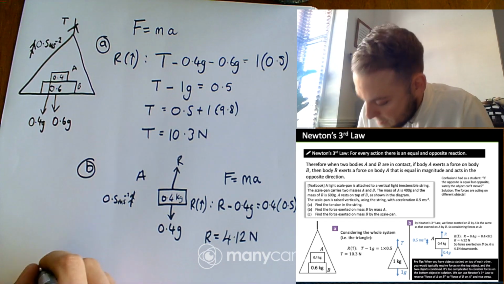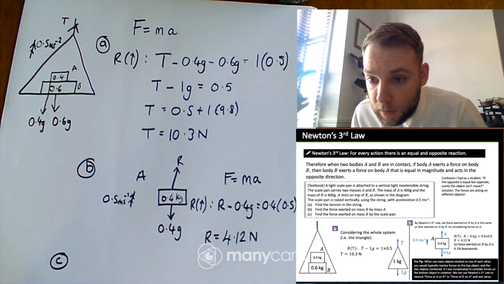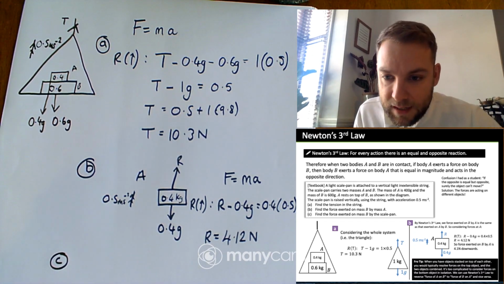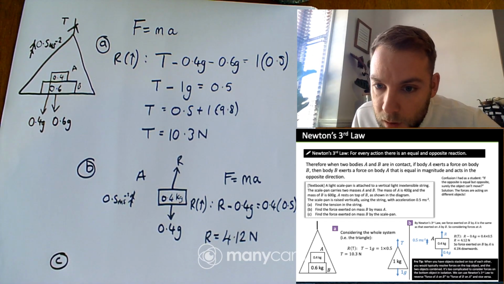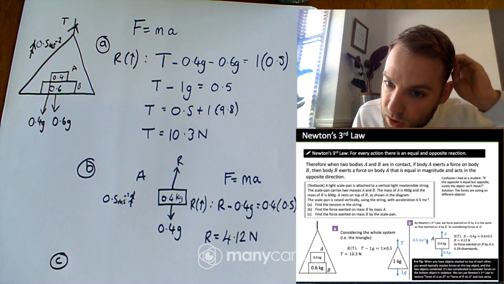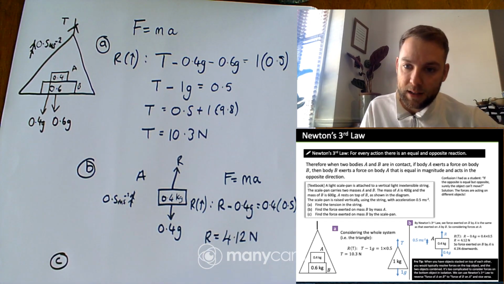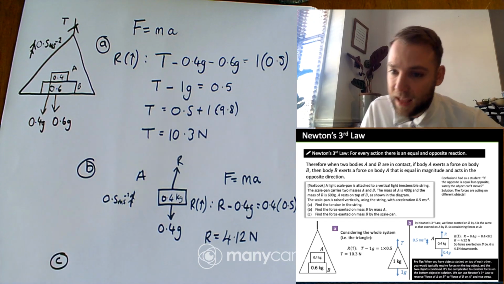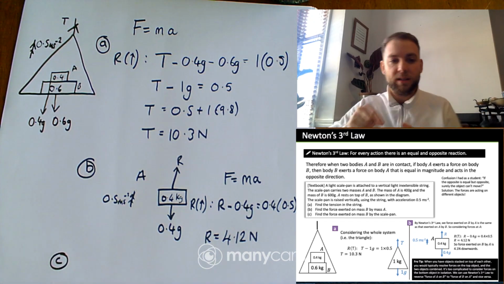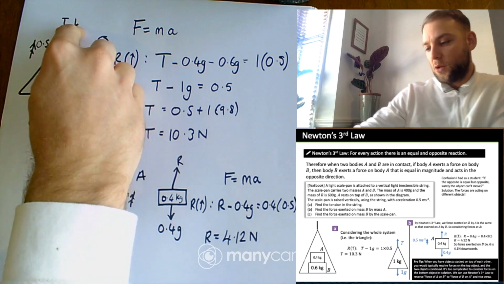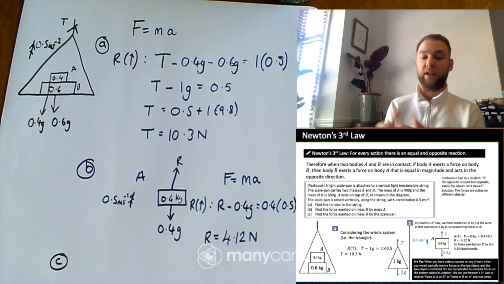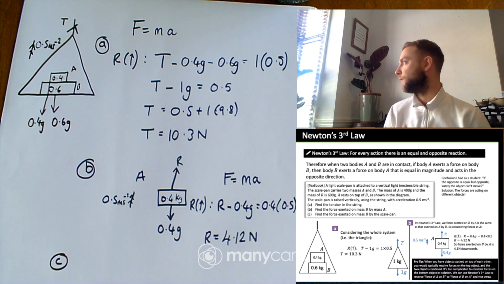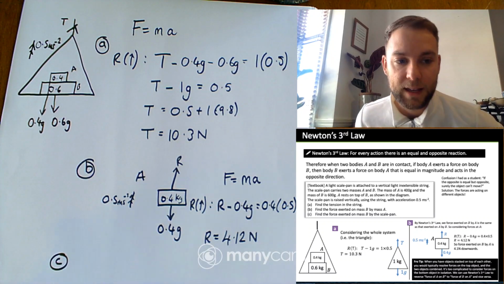So part C. Now part C says, find the force exerted on mass B by the scale pan. Now this one here, because this is a light scale pan, there's no weight to this scale pan. Usually, if you're in a lift or if you've got a scale pan, there would be some weight on this.